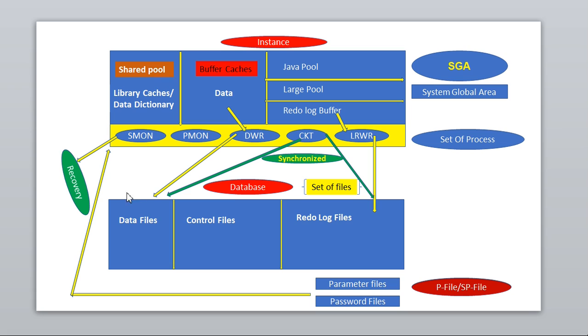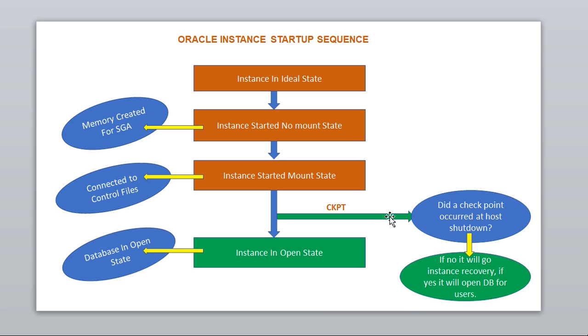I covered recovery here, right? So before coming to open state, it will check whether a checkpoint occurred in the previous shutdown or not. If it did not occur, it will send the instance for recovery. If it occurred, it will open the database for users. So in the last state, open state, the database is open. Any Oracle user who has access on that particular database can connect, right? So this is the startup sequence for the Oracle instance.